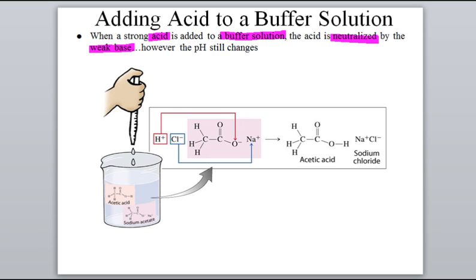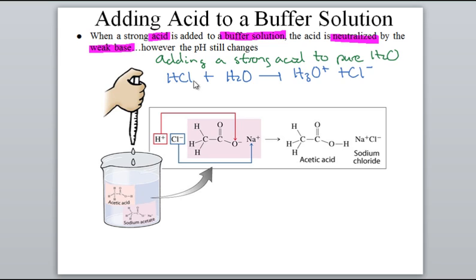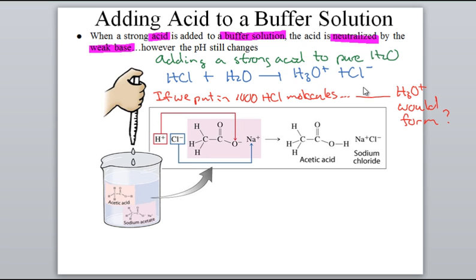And to understand that, let's give an example of adding an acid to an unbuffered solution and to a buffered solution. And let's just assume we're adding HCl to pure water, so that's our unbuffered solution. Let's say we add HCl, a strong acid, to water, and we form the hydronium ion. If we put in, let's just say, 1,000 HCl molecules, how many hydronium ions would form? So I wrote that as a statement, and I want you to fill in the blank.